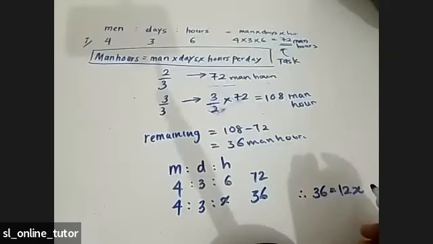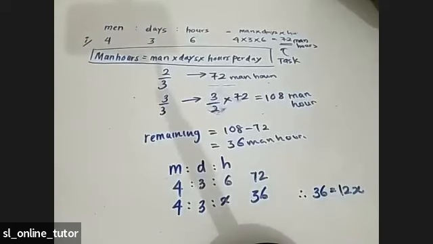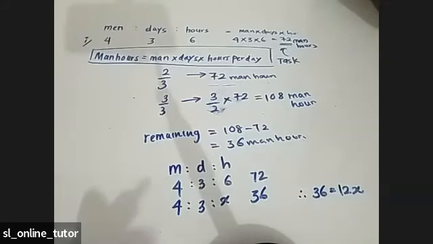No, wait a second. We take 4 men. 36 man hours are remaining. 4 men decide to complete the task on the next day, 6 hours a day. 1 day. 4 men worked for 1. We can't take 3 days here because they are working for the next day. Next day is another 1 day. Can you understand?